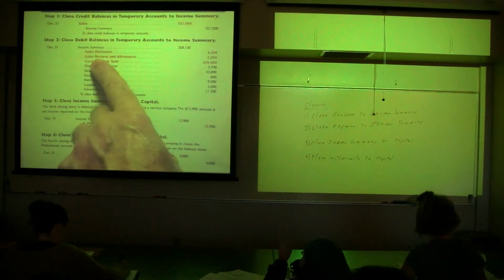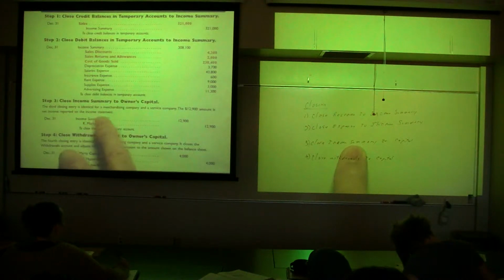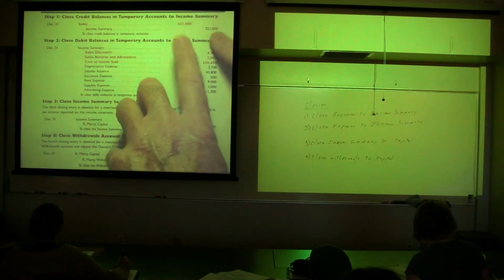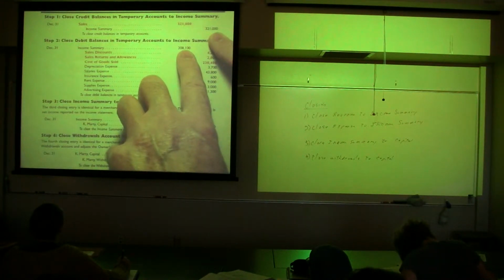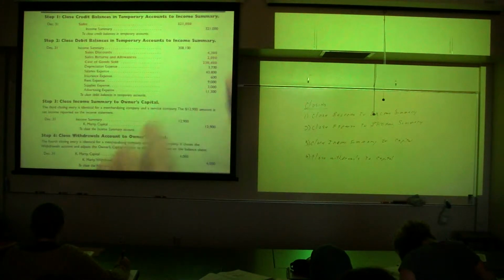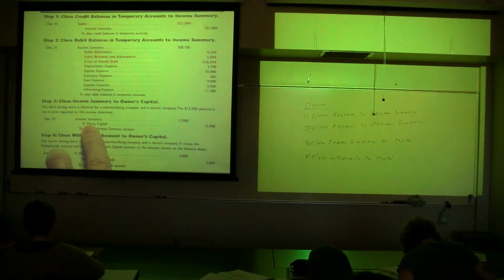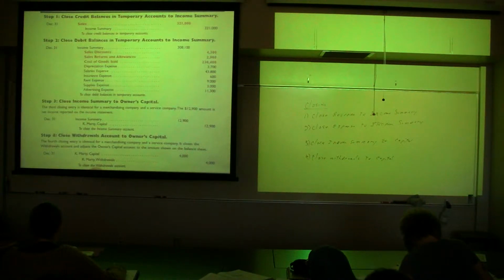Okay? Then step 3 is we're going to close the income summary to capital. So just as before, we find the balance of the income summary account. The credits exceed the debits, so that'll be what? A net income, right? And when it's a net income, we credit capital to increase it. Had the debit been larger, we would have decreased the capital because there would be a net loss. Okay? And then step 4, just as before, is we close withdrawals to capital.